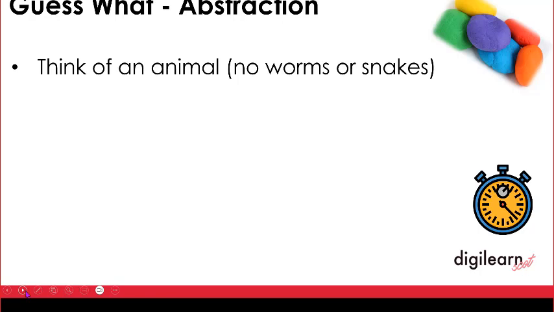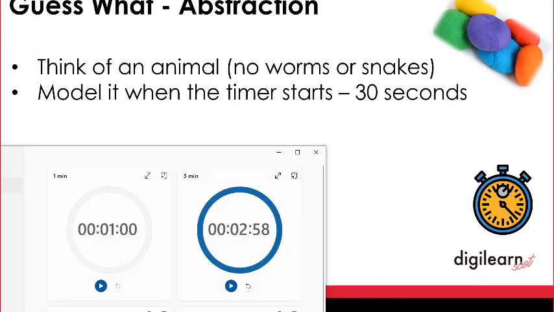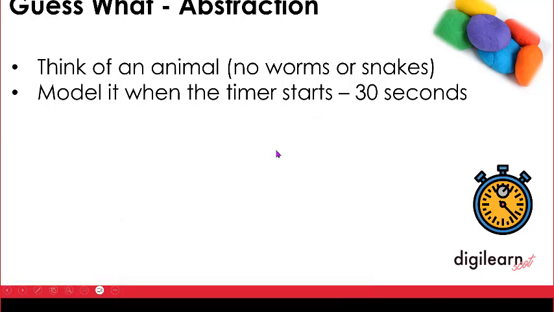Okay, everybody, can you think of an animal or a creature of some description, but don't tell us. And I will tell you when the 30 seconds are up. So an animal, no worms or snakes, model it. Think about the concepts there of abstraction. What are the important details? What do I want to show and what do I want to miss out? What have I got time for? We're at 24 seconds. 5, 4, 3, 2, 1.